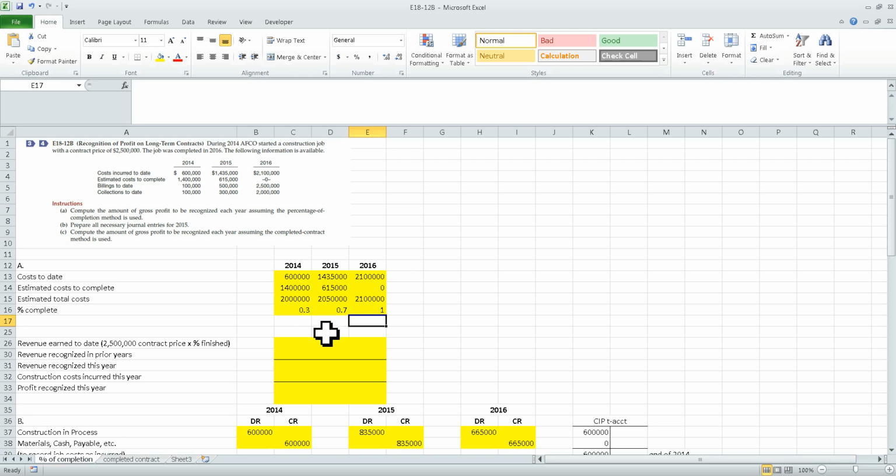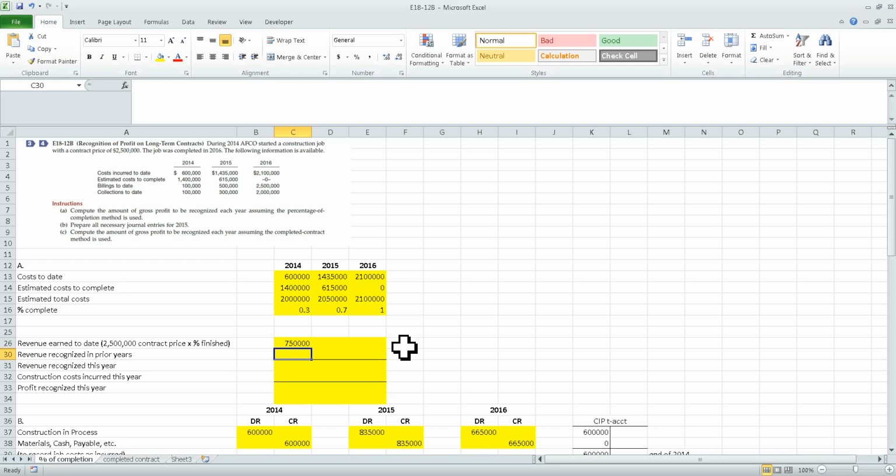Okay, so now we've determined what our cost is and what our degree of progress is on the job. So the next thing we're going to do is multiply the percent of the job that we've completed times the contract price of $2.5 million. So for the first year, the contract price of $2.5 million times 30% done with the job means we've earned $750,000 worth of revenue on this job based upon degree of progress.